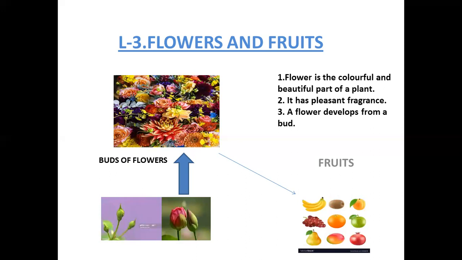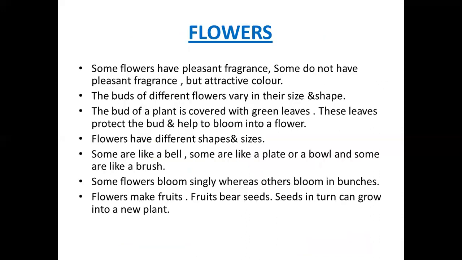Now observe a bud around your surroundings and find the differences between the bud and a flower. Now here already I have told about the various points about these flowers. Once again let us recall them. Some flowers have pleasant fragrance, some do not have pleasant fragrance but attractive color. The buds of different flowers vary in their size and shape. The bud of a plant is covered with green leaves. These leaves protect the bud and help it to bloom into a flower.